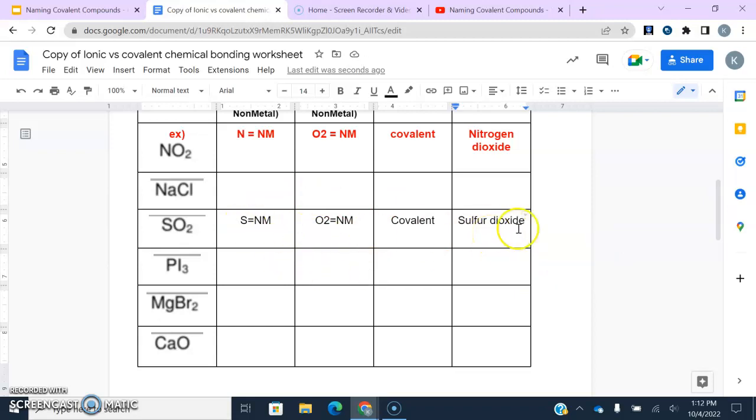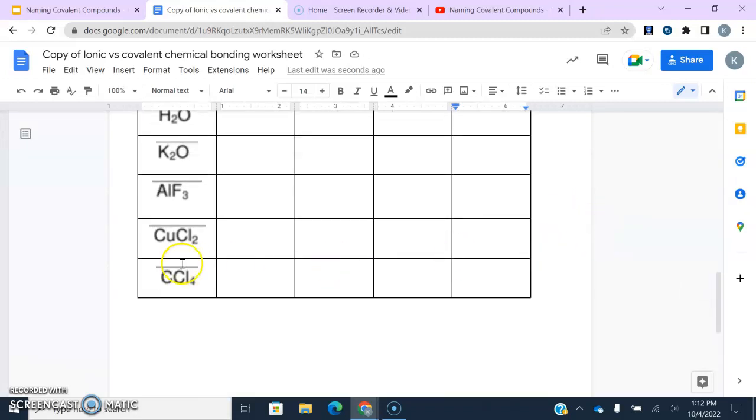The other example I wanted to do is this one right here, copper chloride, right? So this is going to be copper chloride, but we've got to figure out what the charge is on the transition metal. So now this is going to be an ionic bond because copper is a metal and chlorine is a nonmetal. So let's just do that first. So copper is a metal and chlorine is a nonmetal. So we know this is ionic.